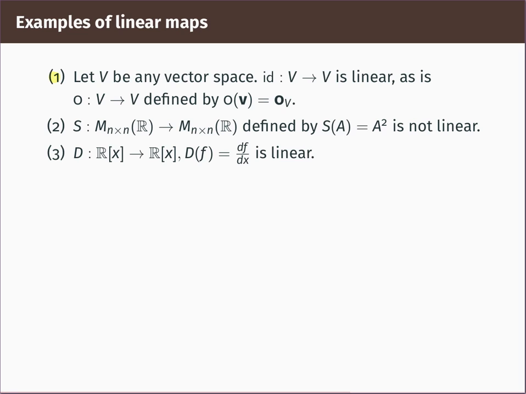Next, again, for any vector space V, there is a zero map from V to V. That's defined as the map which sends every element of V to the zero vector. Again, it's easy to see that this zero map is actually linear.